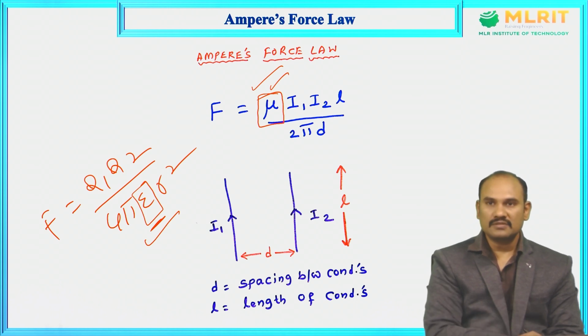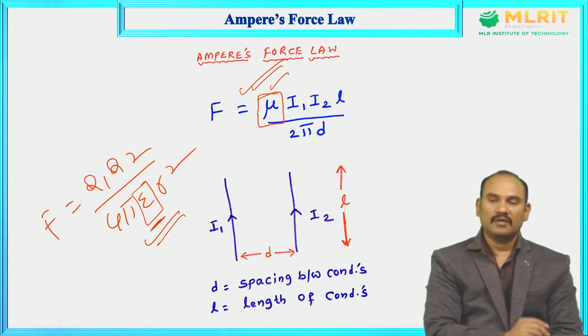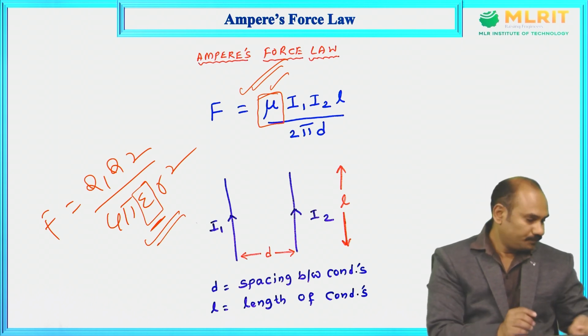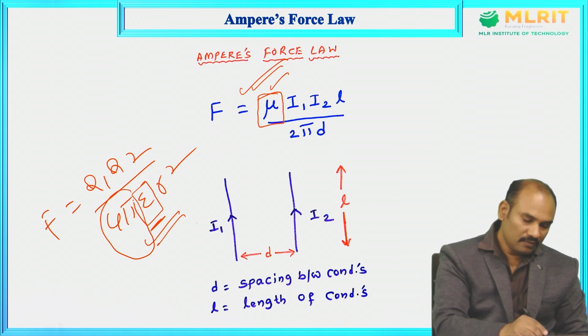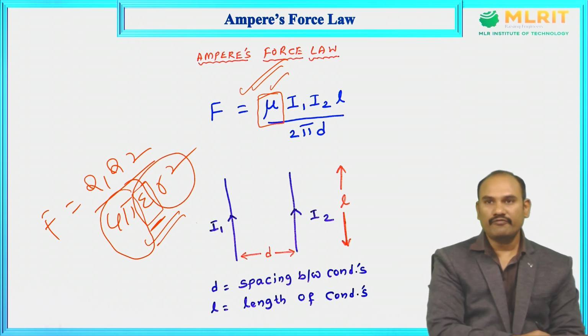Both are medium properties, epsilon and mu. One is there in the numerator, the other is there in the denominator. Next, what else can you find out? Next, you have 4 pi r square. Why 4 pi r square?